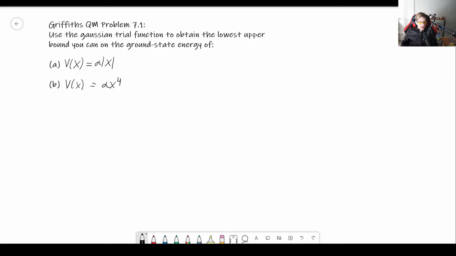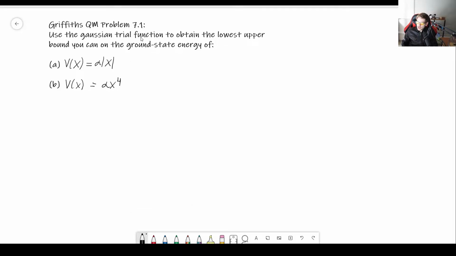Now, this problem asks us to use the Gaussian trial function to obtain the lowest upper bound you can on the ground state energy of two different potentials. In part A, we have the potential that is simply alpha times the absolute value of x, and part B is alpha, which is of course some constant, times x to the fourth power. So that's what we have to do.